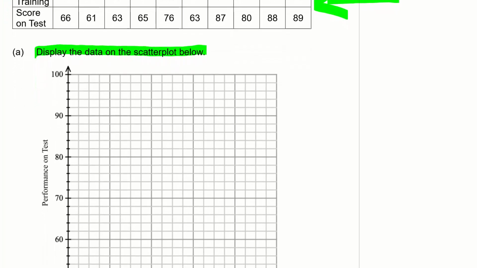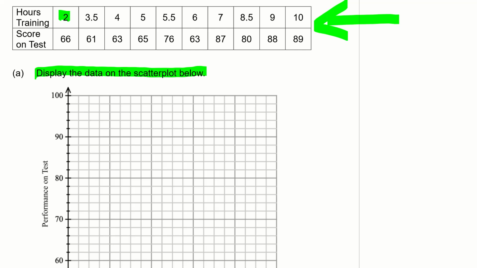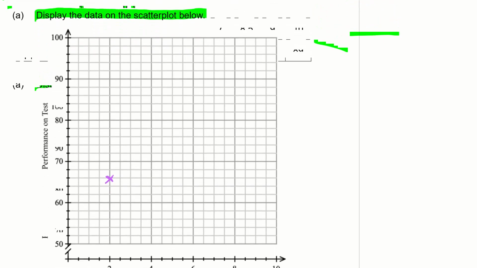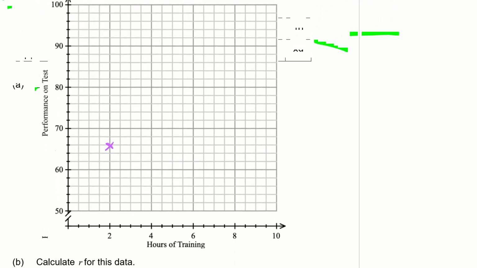So the first one is going to be 2, 66. So 2 and 66 would be here. And then the next one is 3.5, 61. 3.5, 61 would be just here. And I'm going to pause and put the rest of the data on.